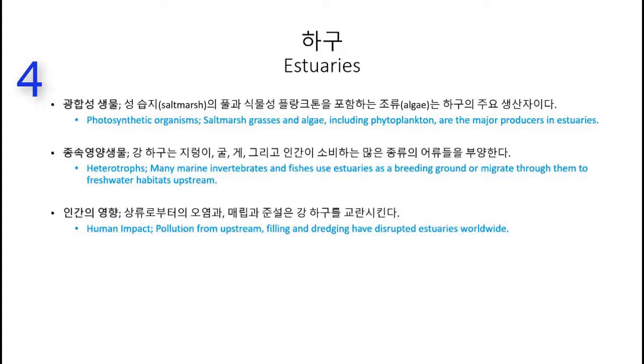Photosynthetic organisms, salt marsh grasses and algae, including phytoplankton, are the major producers in estuaries. Heterotrophs. Estuaries support an abundance of worms, oysters, crabs, and many fish species that humans consume. Many marine invertebrates and fishes use estuaries as a breeding ground or migrate through them to freshwater habitats upstream. Estuaries are also crucial feeding areas for waterfowl and some marine mammals. Human impact. Filling, dredging, and pollution from upstream have disrupted estuaries worldwide.